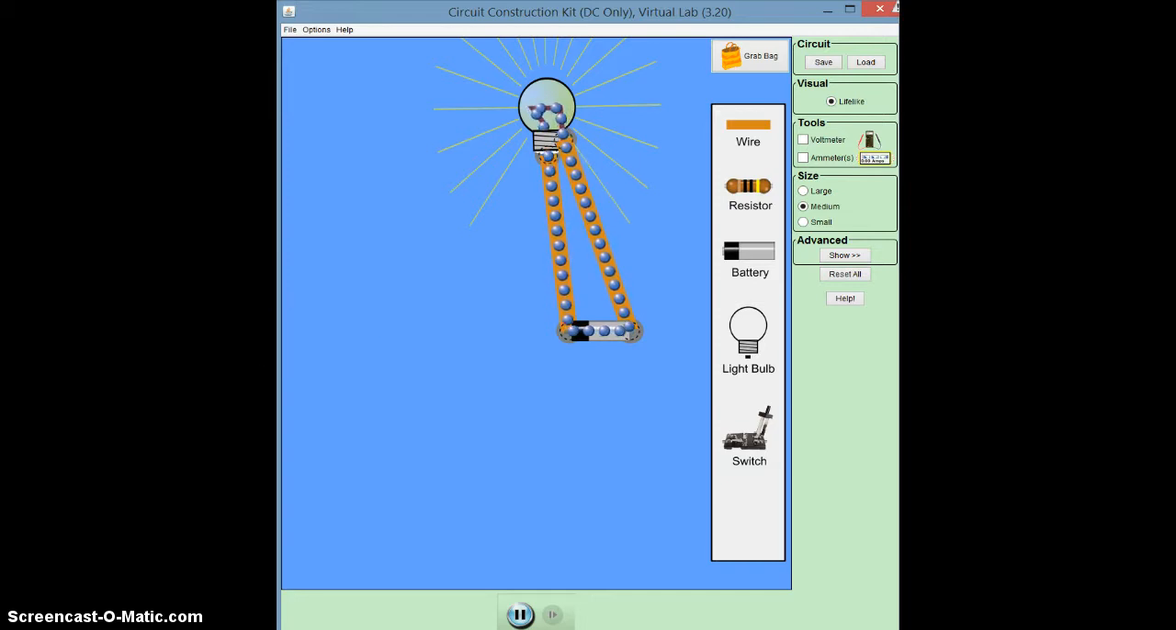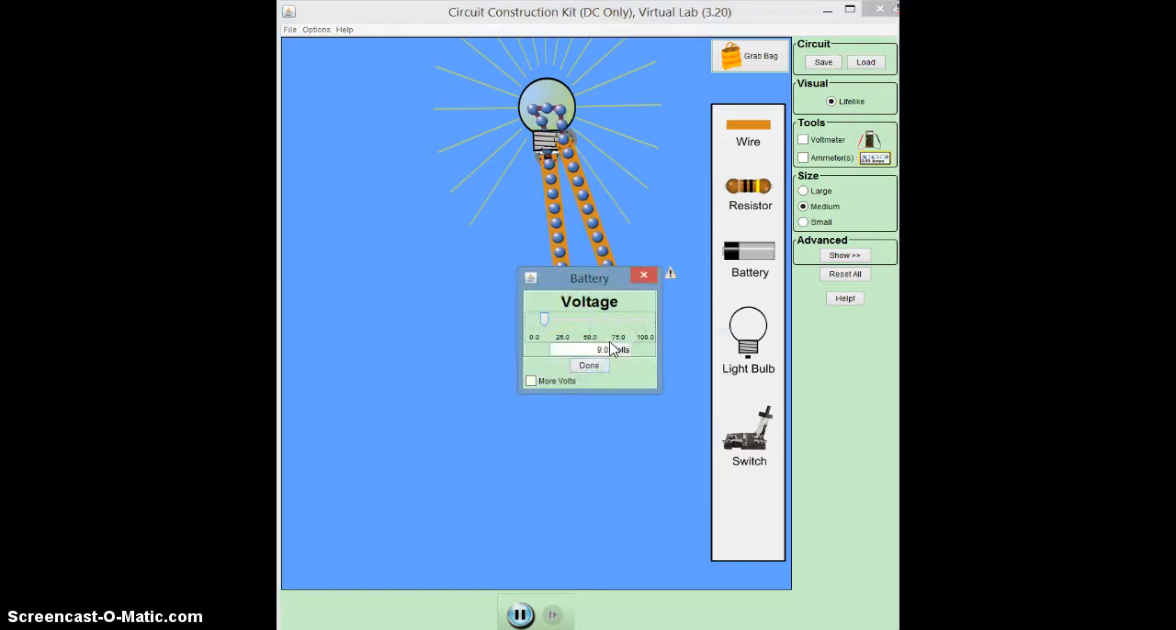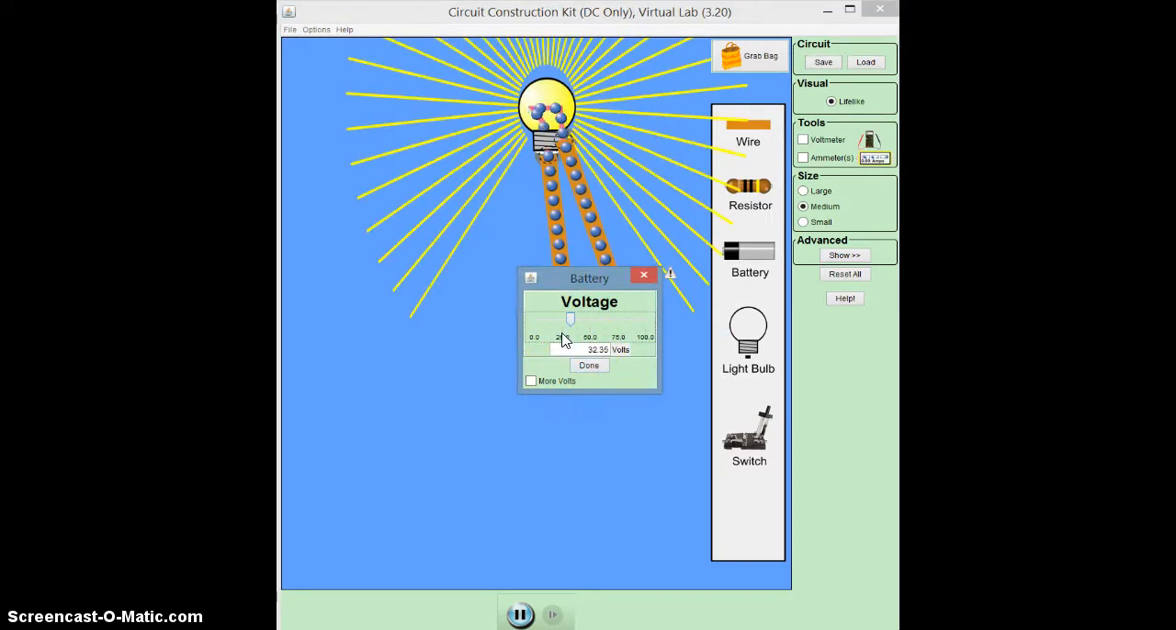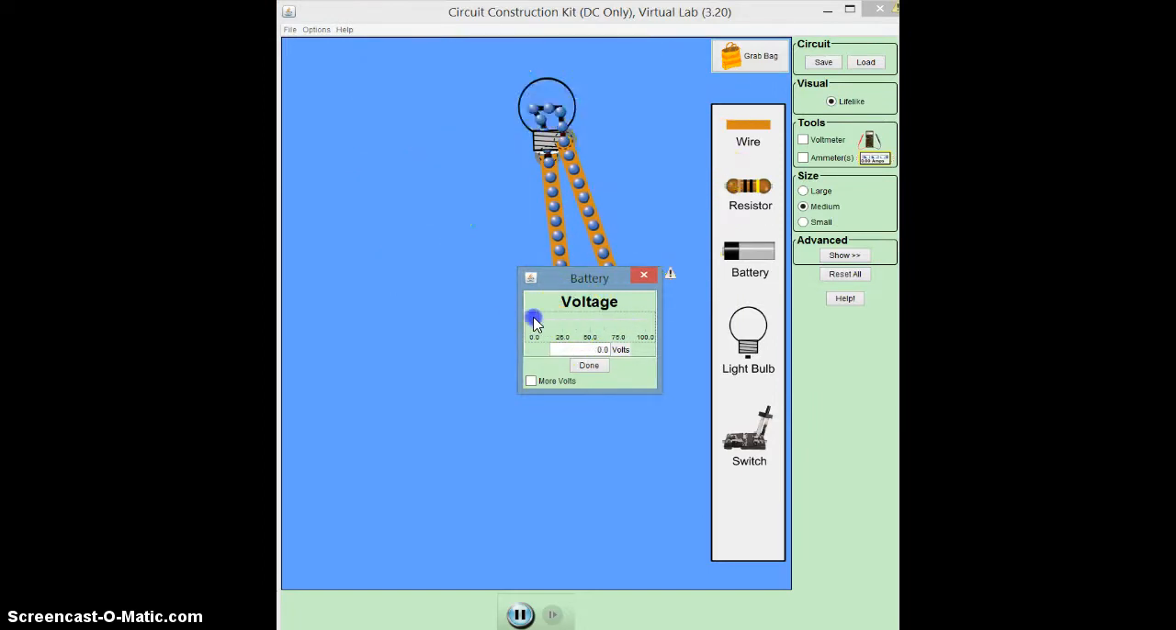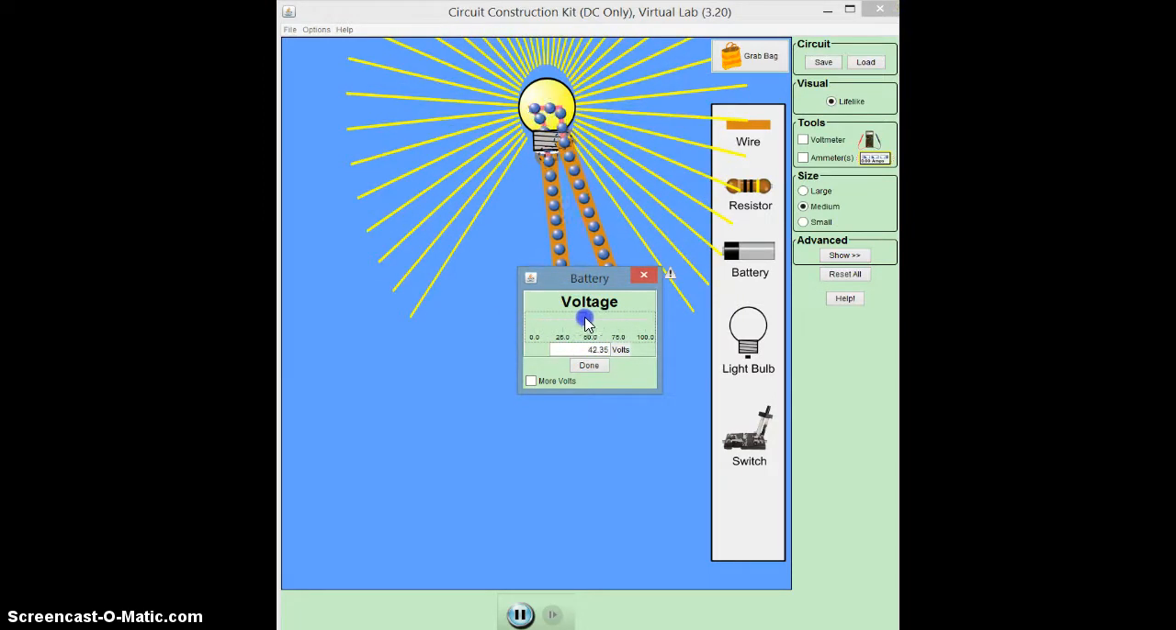Okay, for number 2, it says that we should right click on the battery, and we can change either voltage or the internal resistance. We're going to change the voltage first, and we'll just increase the voltage. Okay, and so you can see as we increase and decrease the voltage, you can watch what happens to the behavior.